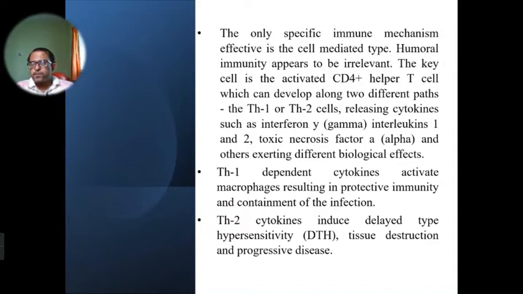So, by these two ways, Th1 and Th2, the immune system kills this pathogen in 9 cases, while one case may develop active tuberculosis. Now, Th1-dependent cytokines activate the macrophage cells, resulting in protective immunity and containment of the infection.